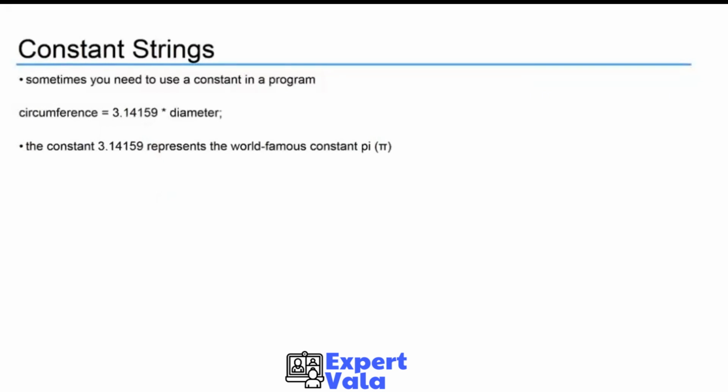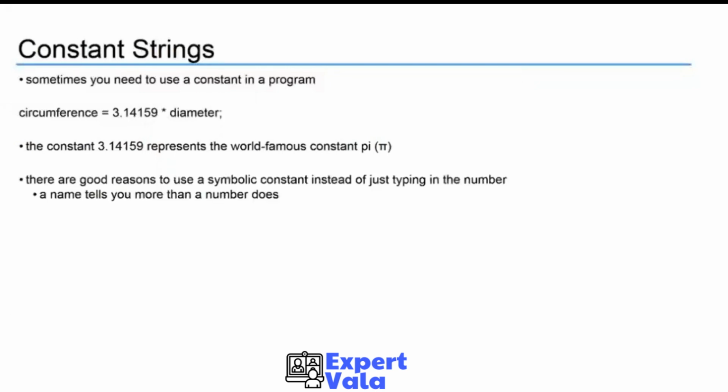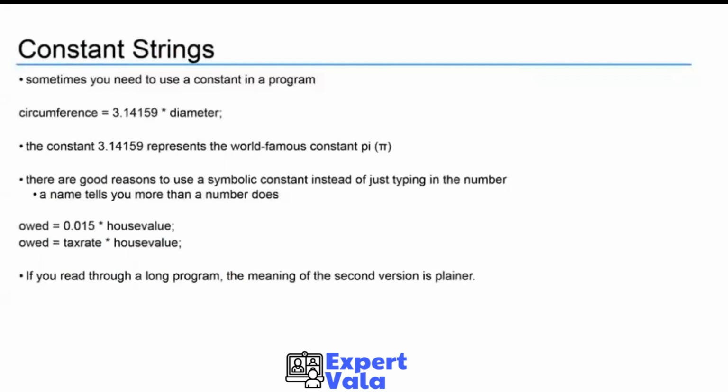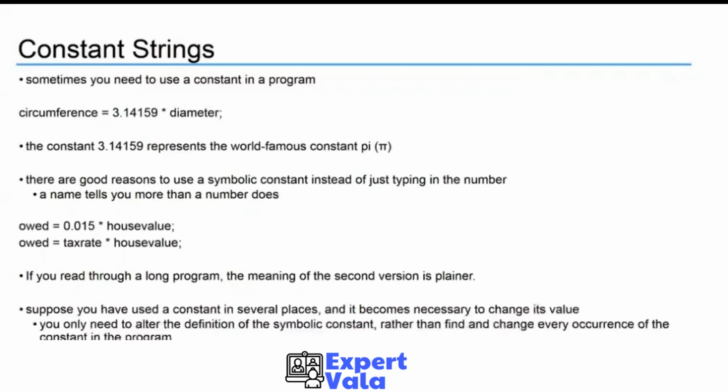So it would be really nice if, instead of using that magic number, we could use a variable and make sure that that variable never changes. So there are good reasons to use a symbolic constant instead of just typing in the number every time. First off, a name tells you a lot more than a number does. Odd equals 0.015 times house value is much less meaningful than odd equals tax rate times value. So we want to have variable names that represent numbers that never change. If you read through a long program, the meaning of the second version is a lot plainer. It's a lot easier to look at that code and understand that 0.015 represents the tax rate.